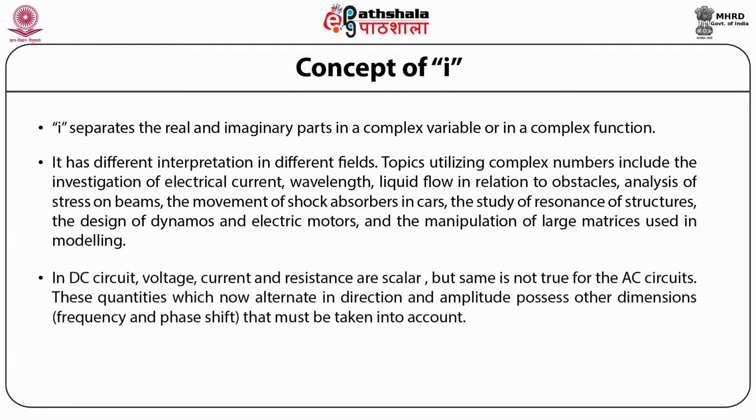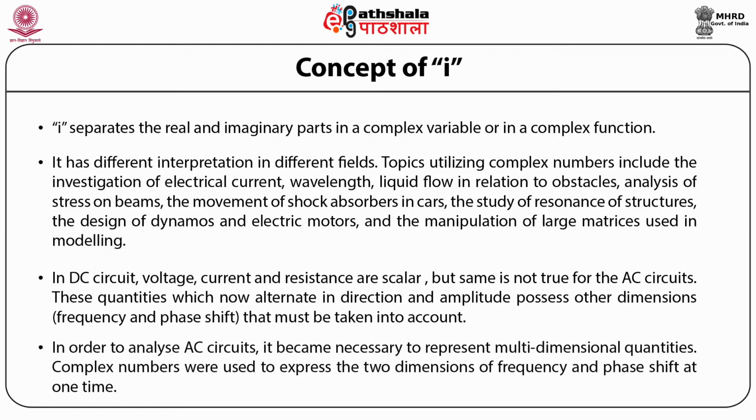In a DC circuit, voltage, current, and resistance are scalar, but that is not the same in an AC circuit. These quantities, which now alternate in direction and amplitude, possess other dimensions, such as frequency and phase shift, that must be taken into account. And the concept of I helps us to identify the frequency shift. In order to analyze AC circuits, it became necessary to represent multidimensional quantities. Complex numbers were used to express the two dimensions of frequency and phase shift.